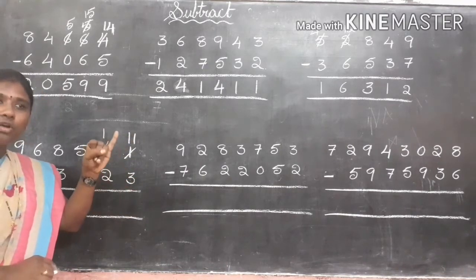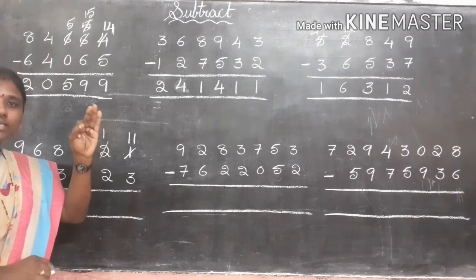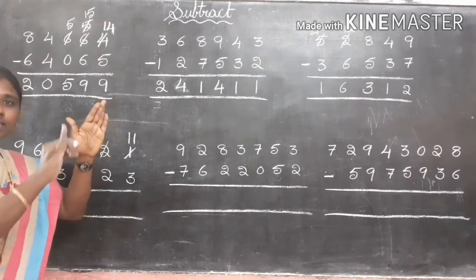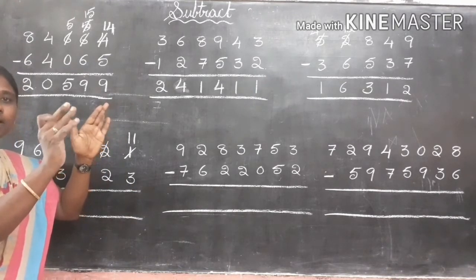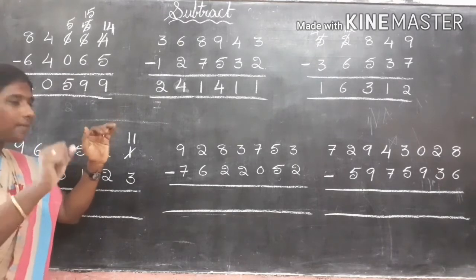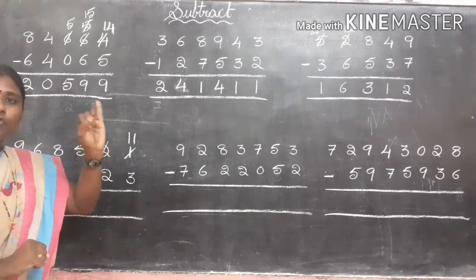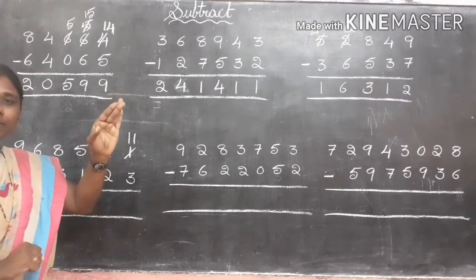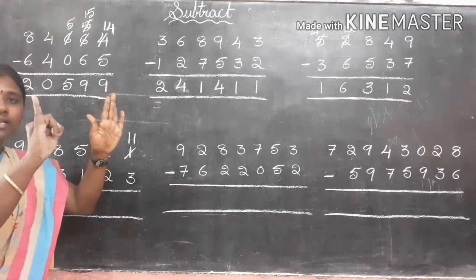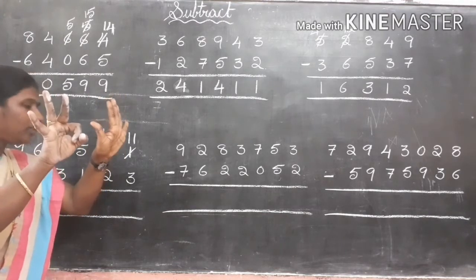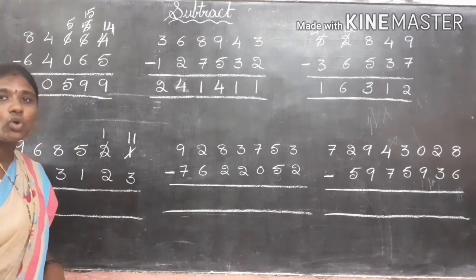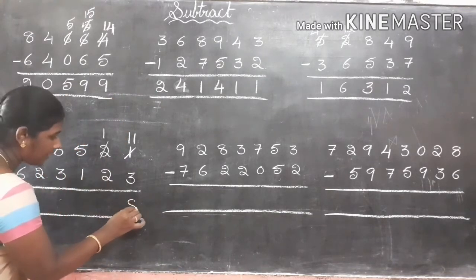3, after that 4, 5, 6, 7, 8, 9, 10, 11. Total how many fingers? 8. So the answer is 8 here.